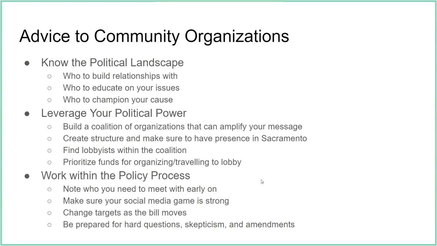Under leveraging your political power, of course, prioritize the funding required for this work. So this is funding activism in Sacramento, funding traveling so that you can get impacted stories told at the Capitol during hearings. And then finally, you want to work within the policy process. A lobbyist will always be a great resource for keeping you on track, but the policy process is a very strict, deadline-oriented process that you cannot skip a beat on.